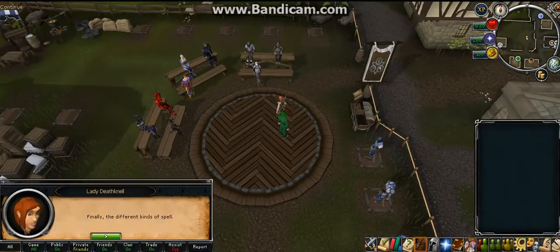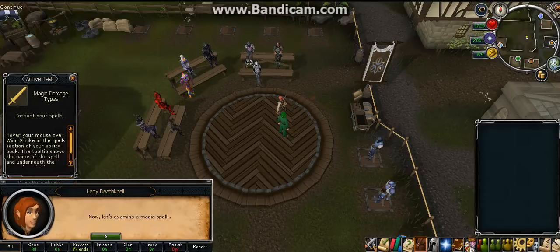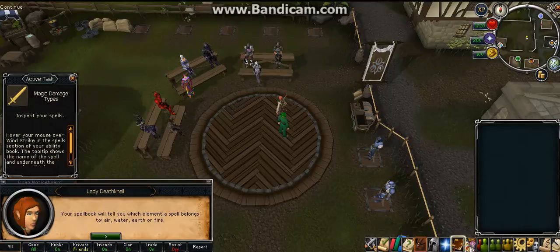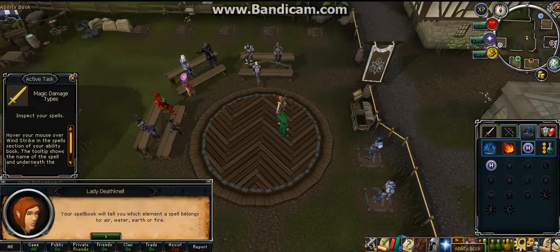Finally, the different kinds of spell. Air spells. Water spells. Earth spells. Fire spells. Now, let's examine a magic spell. Your spellbook will tell you which element a spell belongs to: air, water, earth, or fire.